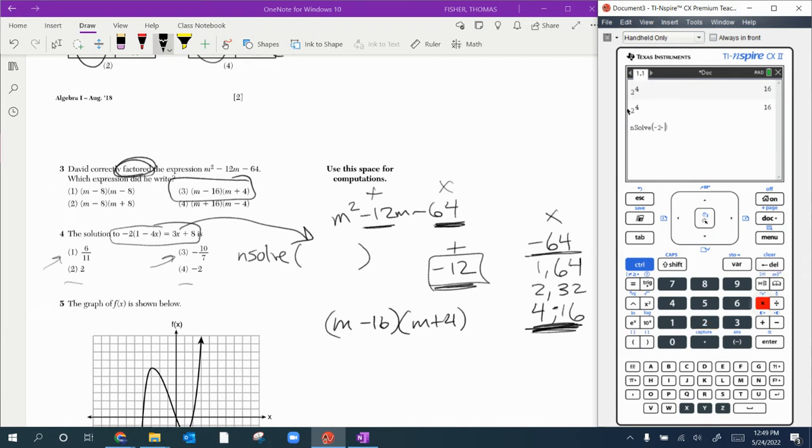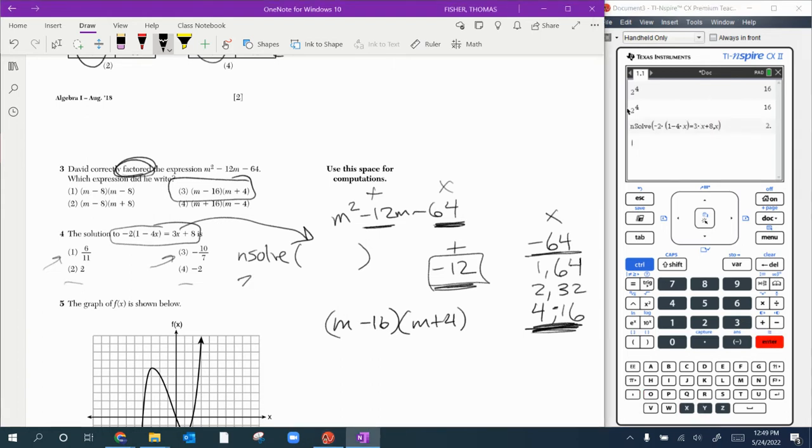I think I need a times sign here. Let's make sure I have that 1 minus 4x. I'm going to arrow over. I'm going to put the equals 3x plus 8. And you want to tell NSolve what you're solving for. We're solving for x, so comma x. And there we have it. The answer is 2. Wow, that was great.